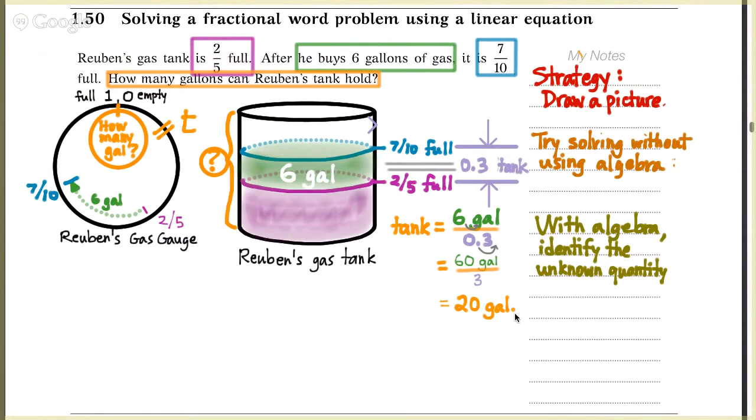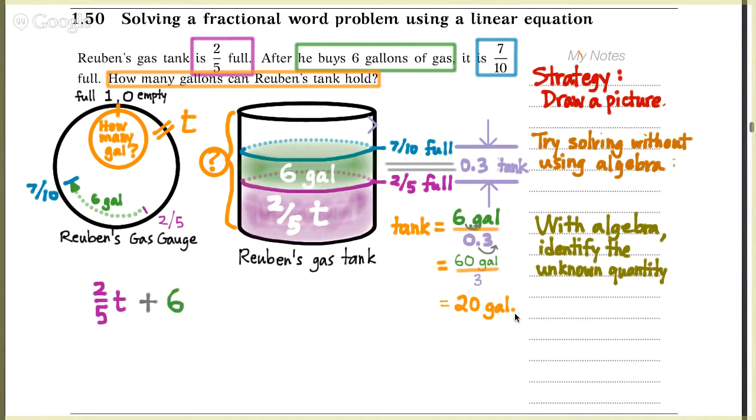So if T is my variable, what do I know? I know that Ruben starts in this problem with a tank that's 2/5 of the way full. So how much gas is there in that purple slice? If the tank holds T gallons and it starts at 2/5 full, then that must mean that Ruben is starting with 2/5 times T gallons of gas. But then Ruben goes and he buys 6 more.